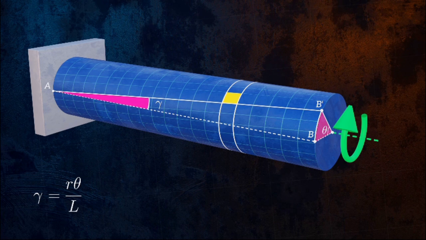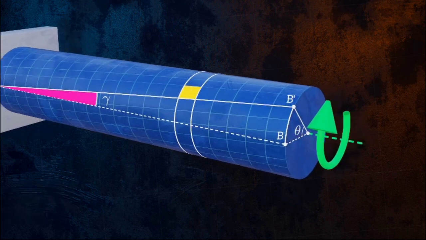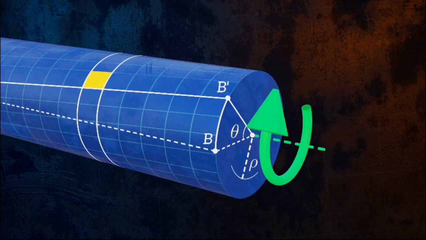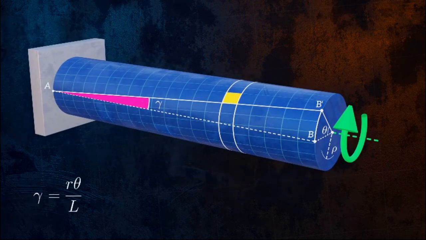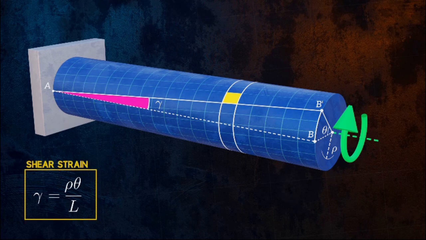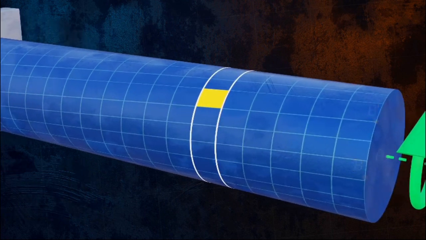This is actually only an equation for the shear strain on the surface of the bar. But what about inside it? It turns out that the shear strains increase linearly with the distance from the center of the cross-section. So if we define ρ as the radial distance from the center of the cross-section, we can replace r in this equation with ρ to give us an equation we can use to calculate shear strain due to torsion at any point within the bar. That's shear strains covered. But what about shear stresses?